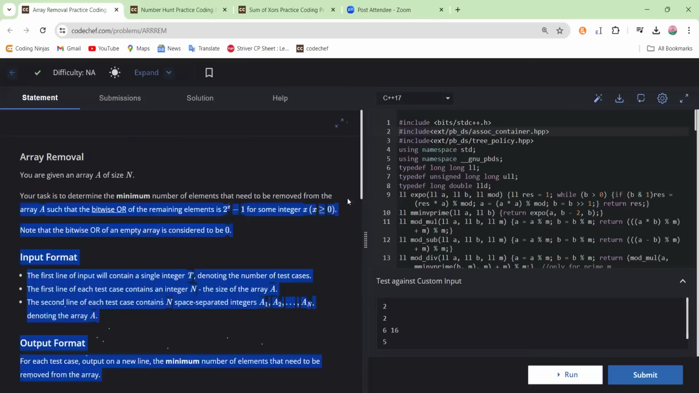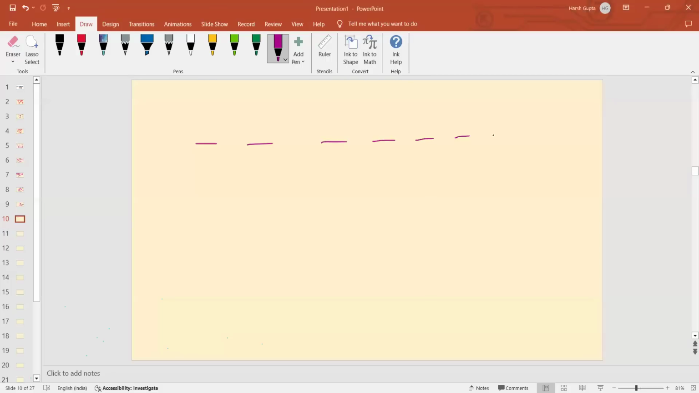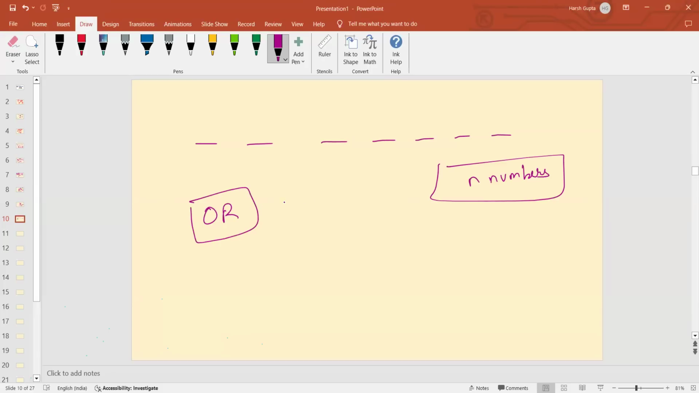Okay. So what is the question? The question is that there are n numbers. Now you are doing OR of all these numbers. You are performing an OR operation. I hope everyone is familiar with OR operation. Anyone who is not familiar with OR operation? I hope not. Yeah.